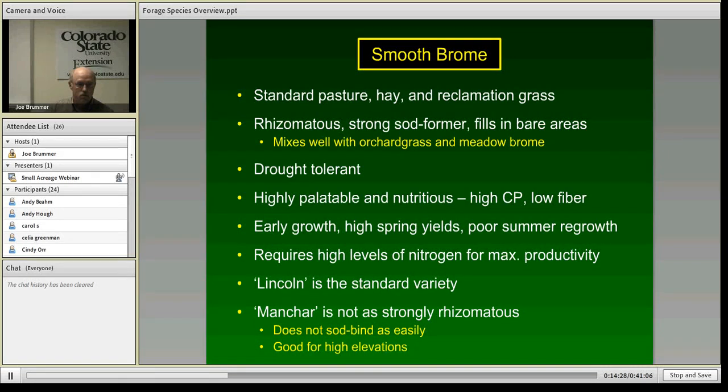Now this one, unlike the other two species, is rhizomatous, and it's a strong sod-former. Okay, very strong, it has a lot of rhizomes, produces a very tight sod, helps to fill in those bare areas. And this one mixes very well with the orchard grass and the meadow brome. So again, I like to put at least a little bit of smooth brome in the mix, so it can fill in those bare areas, where the animals are, around the water troughs, those types of things.